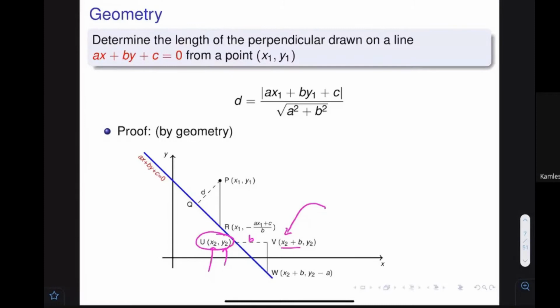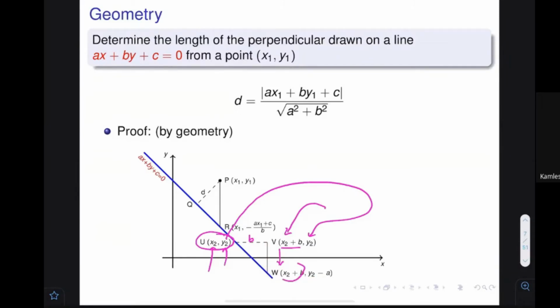And what is the y? Because I'm not going into the y direction, the y value would remain the same. Now let me come down and find another point that is on the line. If you find another point on the line, it would have the same x coordinate, because you are going just down. So what is this quantity? Can you find this?